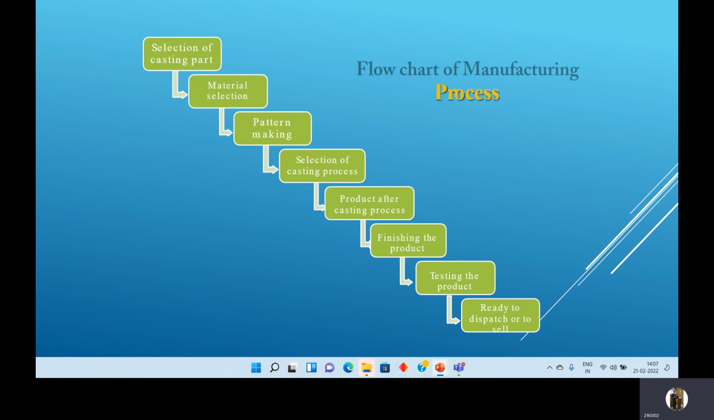Then we get the product after the casting process. Next is finishing the product. The casted product needs a finishing process for a good surface and accuracy. After the finishing operation, the next step is testing the product. The finished product should be tested so that defective products are separated from the rest. After testing and inspection, the last step is that the product is ready for dispatch and sale.